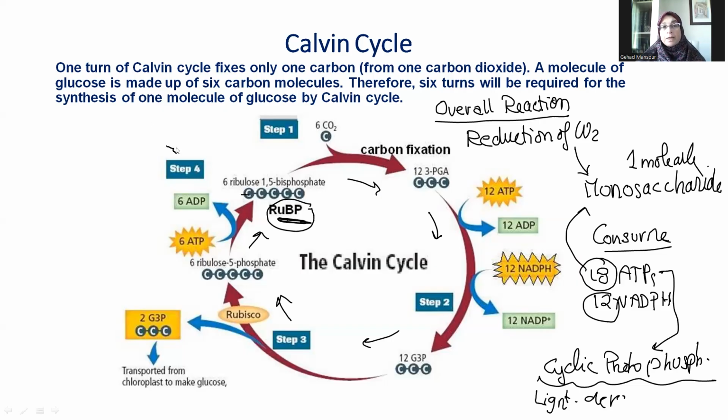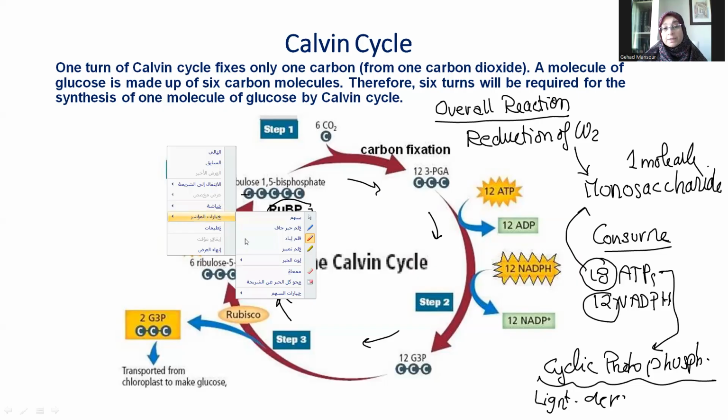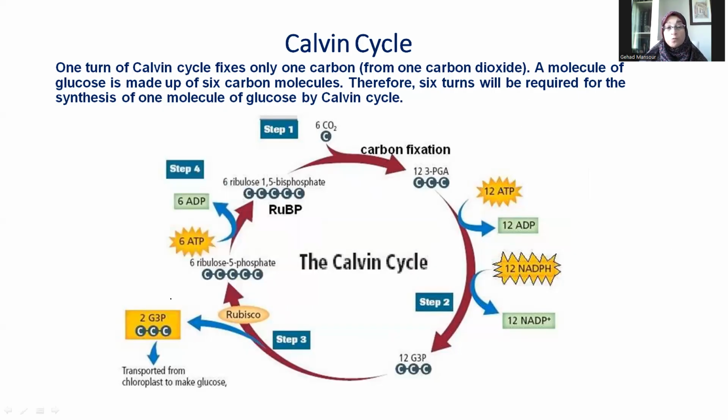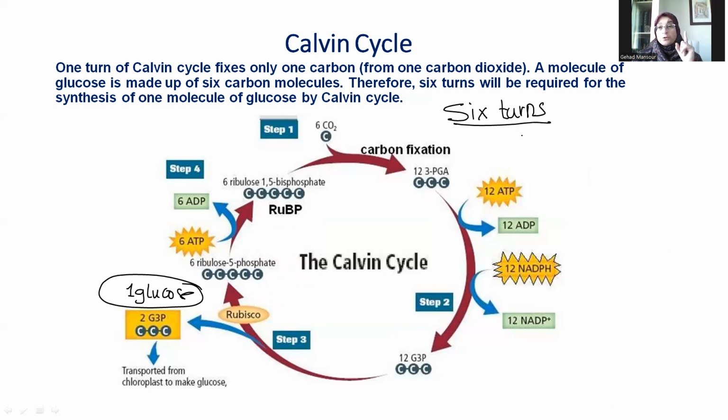Now, it is also worth saying that for one molecule of glucose to be formed at the end of the Calvin cycle, it needs 6 turns. Why does it need 6 turns? Because every turn of the Calvin cycle takes only one molecule of carbon dioxide with one molecule of ribulose bisphosphate, and it does not produce glucose unless this is repeated 6 times.